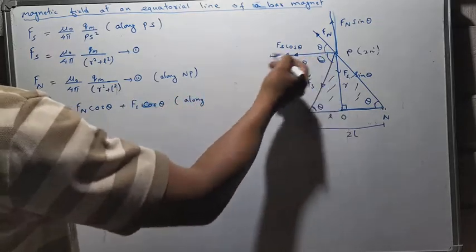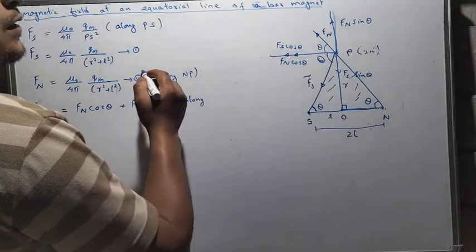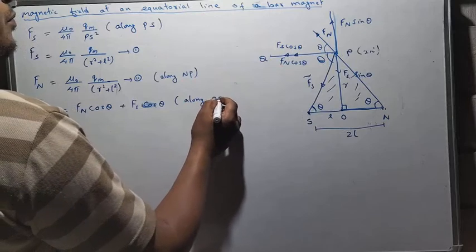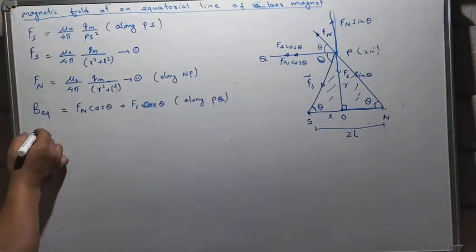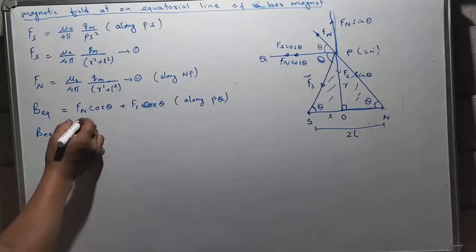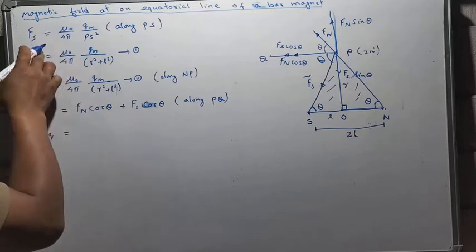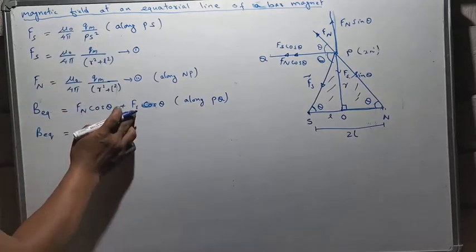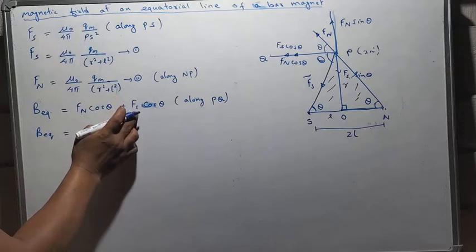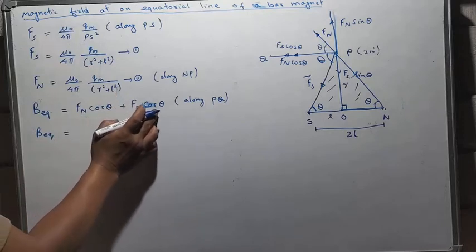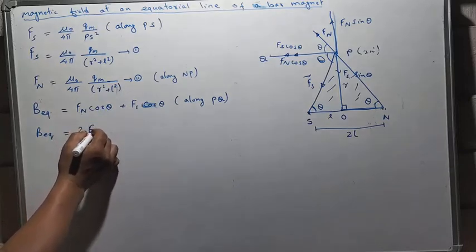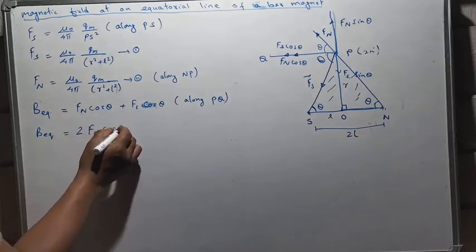It should be acting along this direction. Let me name this as Q. So this will be acting along PQ. Or I can say my B equatorial here is equals to, because Fn and Fs, the magnitude of these two are same. So in place of Fs, I will write Fn. So if you write Fn, then this becomes Fn cos theta. So when you add with Fn cos theta, you'll get 2 Fn cos theta.